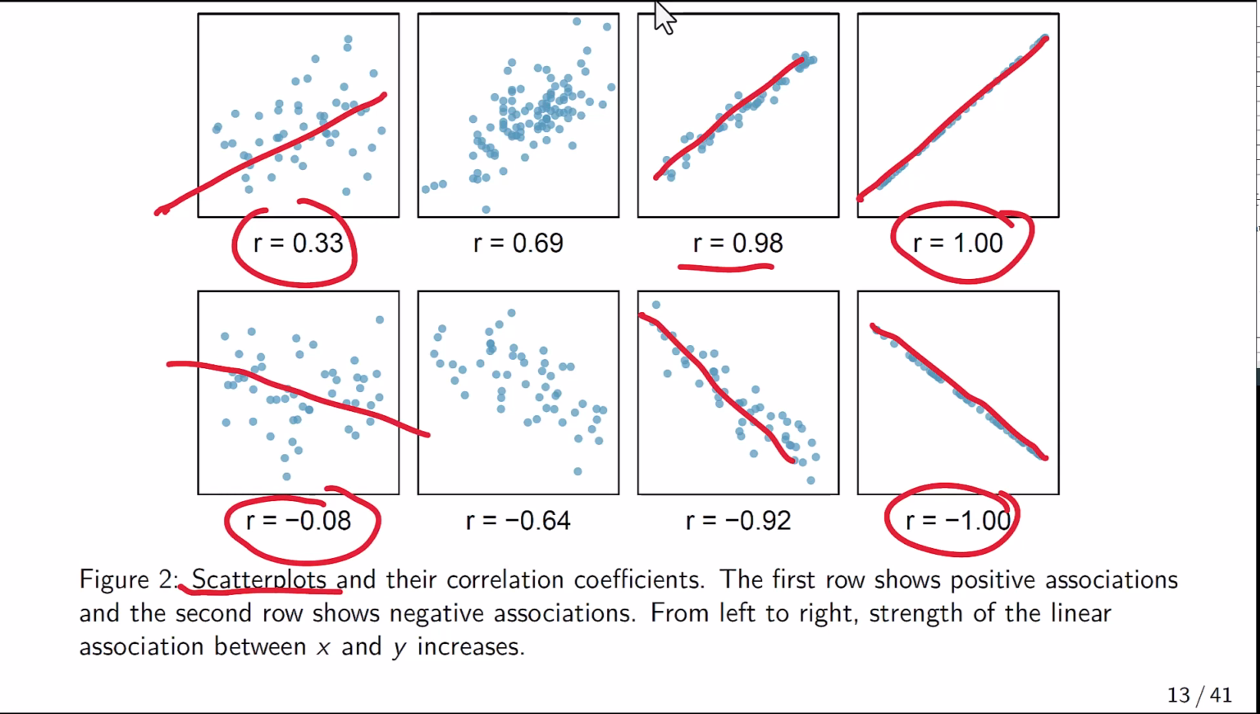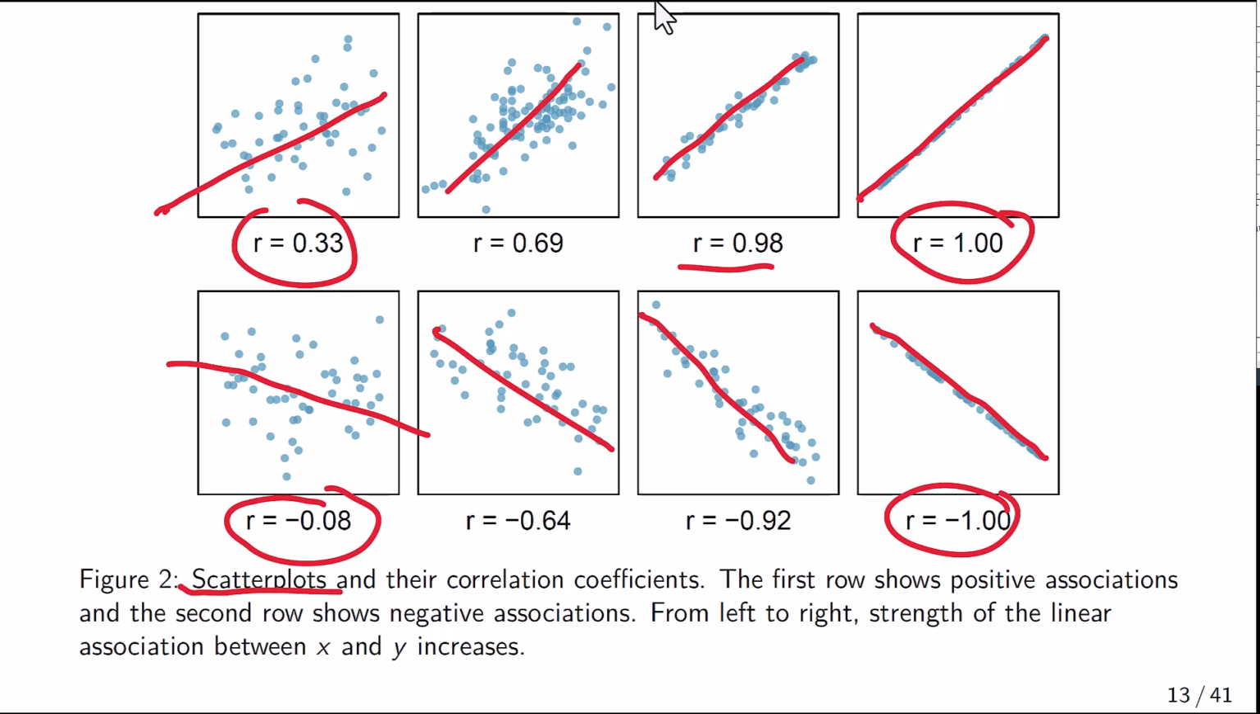You can see, compared with 0.33, 0.69 is larger, and you can eyeball a line which will have more dots closer to it. And the same thing for the R equals -0.64, we can eyeball a line. Compared with the -0.08, those dots are closer, right? So here, first we need to know, whenever you see a scatter plot, you should have in your mind a rough idea about what that R value is going to be.